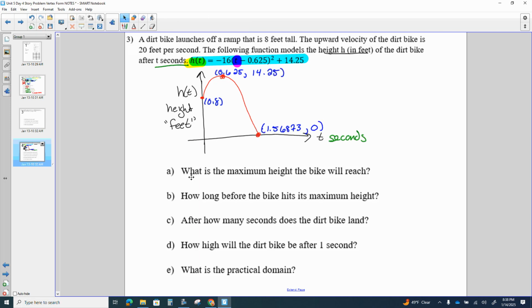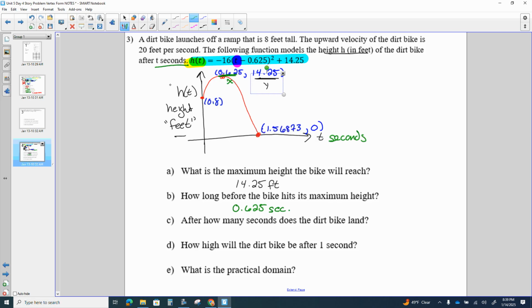All right, so now let's start answering these questions. What is the maximum height the bike reaches? So our maximum height, that is a height, it's a y. So I go to my y value, that's the second number, and I say it's going to be 14.25 feet. So we're going to use that wonderful feet. How long until it reaches that height? Well, that's a time question, so that's an x question. So that's going to be at 0.625 seconds.